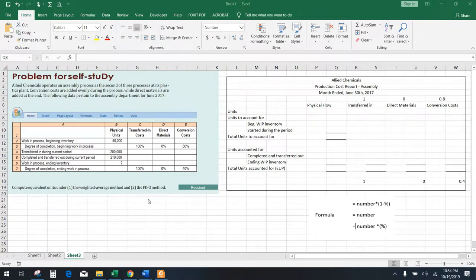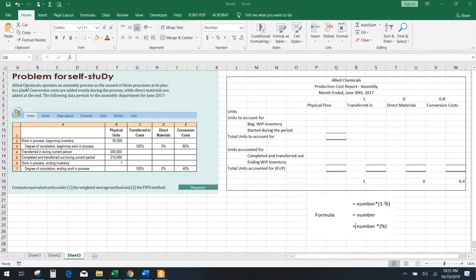Alright, last time I did this problem and I solved the FIFO method. This time I'm going to solve the weighted average method. As I solve it, I'll try to compare and contrast how the FIFO method and the weighted average method are different. That should give you a good idea of which method to use depending on which type of problem we get. So the problem's the same.